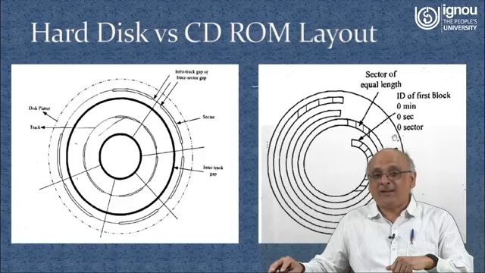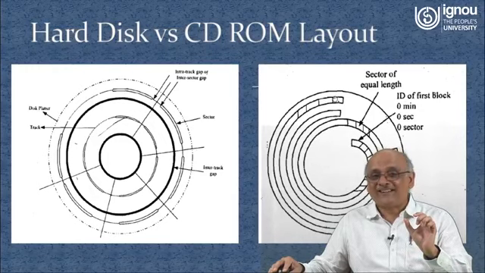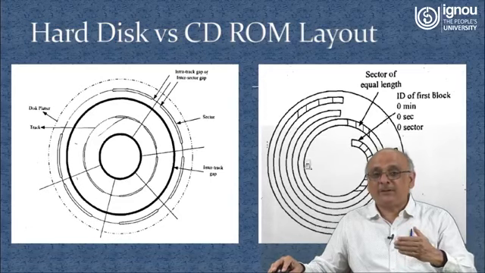That means if all the sectors are equal length, if I'm reading at the outermost, I'll be moving the disk slightly slower, because of the periphery. Whereas if I'm reading from the innermost, the disk will be rotating at a different, faster speed. That means the CD-ROM disk drive will require adjustment of speed.